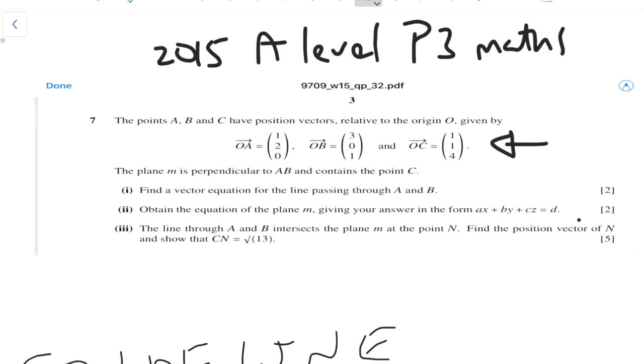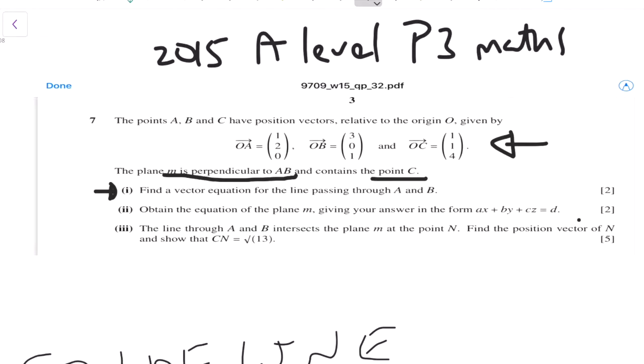Well, first they tell us the plane M is perpendicular to AB, and contains the point C. So immediately we know a point on the plane and we know the normal to the plane because it's AB. So we're told to find a vector equation for the line passing through A and B. So that seems simple enough. Then obtain the equation of the plane M, giving your answer in the form ax plus by plus cz equals d. Okay, so they want it in that form.